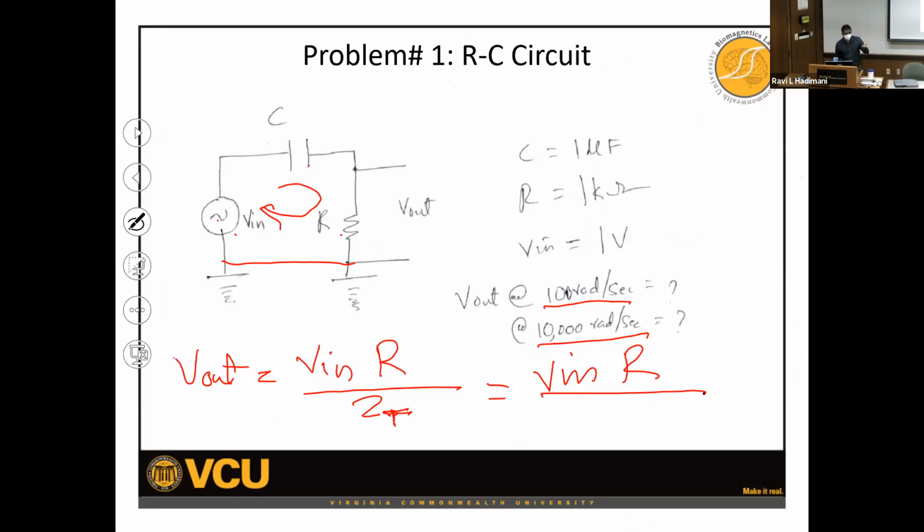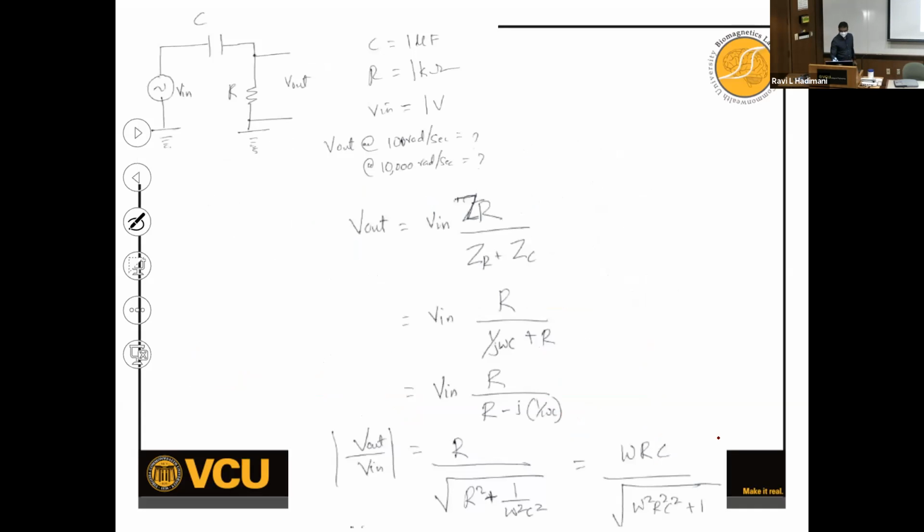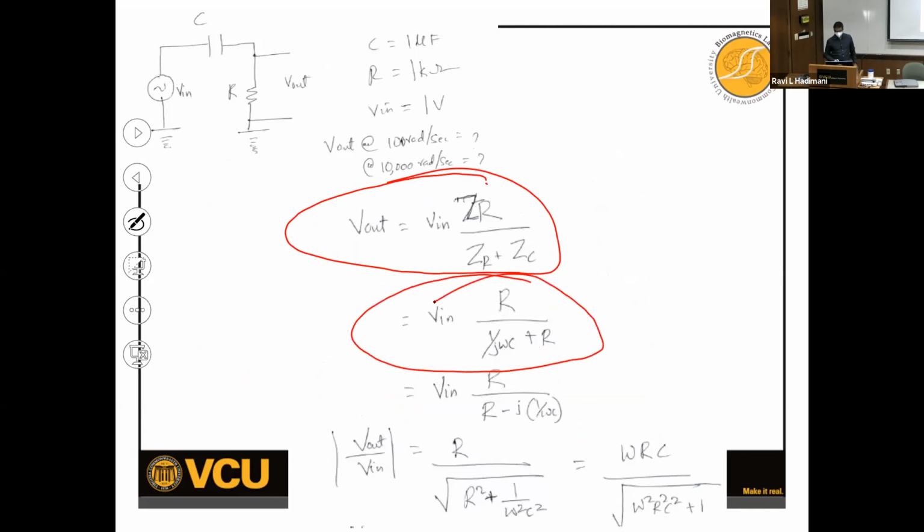1 over j omega c, right? So that means you have R plus 1 over j omega c. Okay, that's your voltage divider equation. So I've written the same thing here. If you substitute, this is what you get.